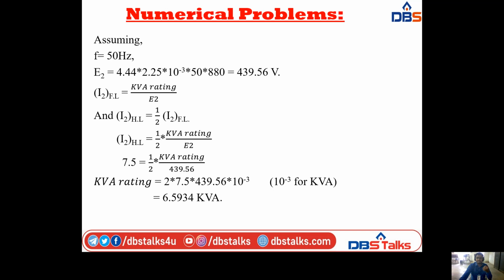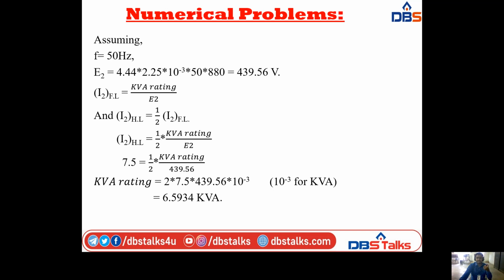Finally, we have the E2 value, that is 439.56. In the problem they gave I2 half load. So before taking that, first we take I2 full load from the volt ampere turns concept. I2 full load is equal to kVA rating into 1000 by E2. And in the problem they gave I2 half load as 7.5 amperes.